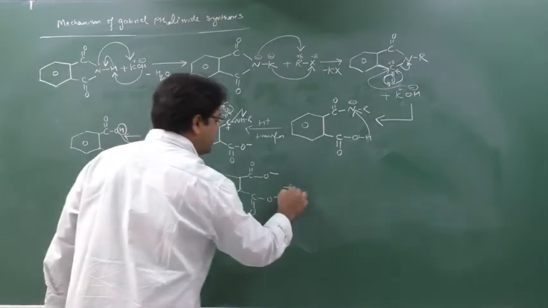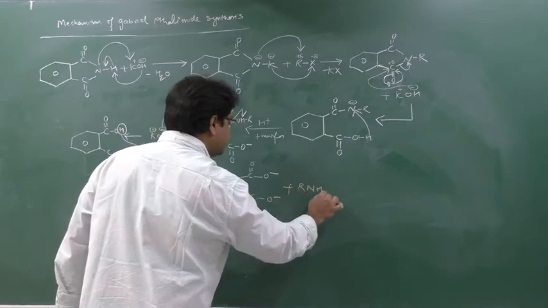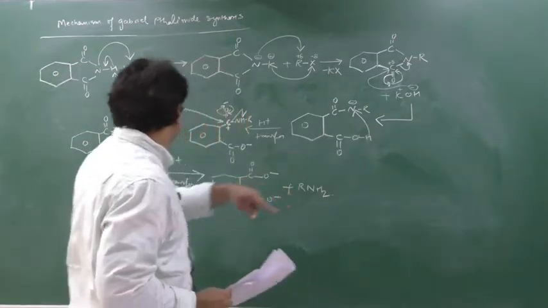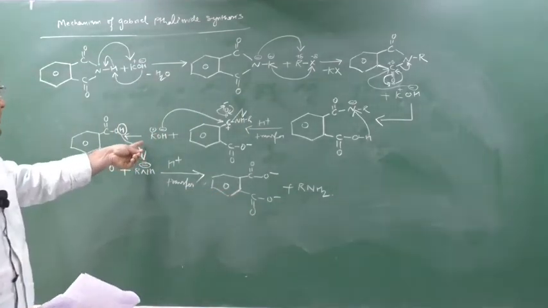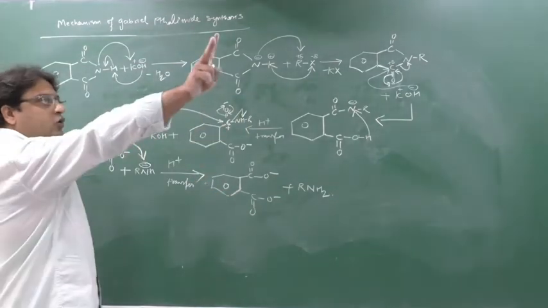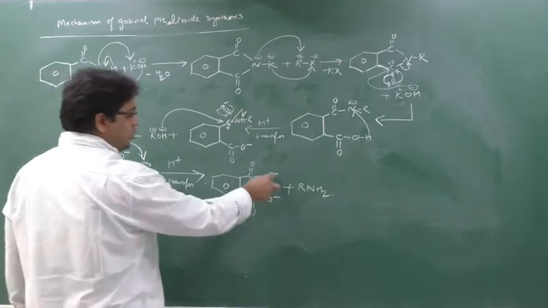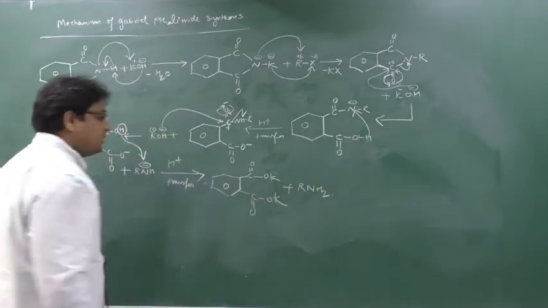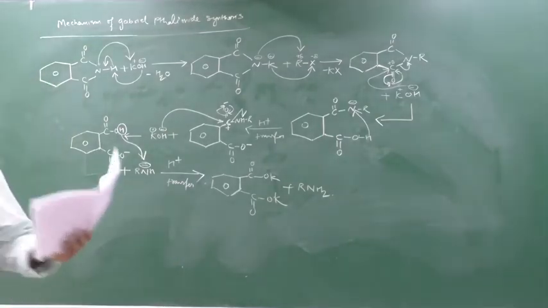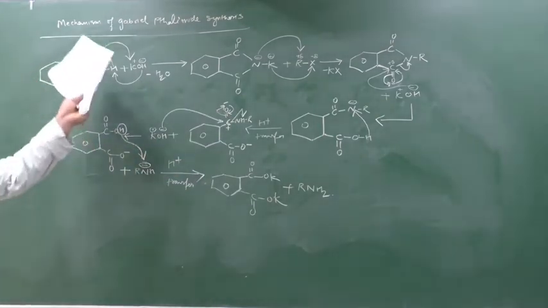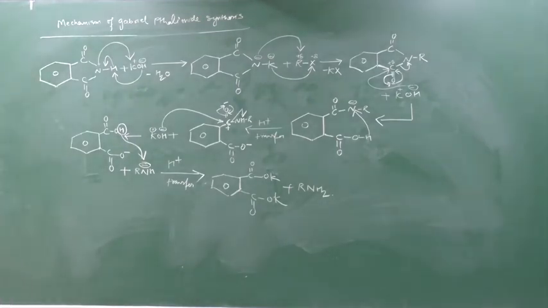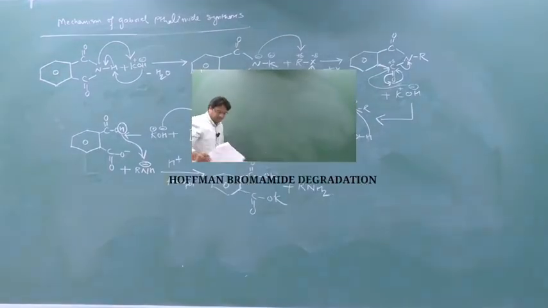So what will you obtain? You will obtain here R NH2. And in the reaction, see here one K plus will be roaming here and there, and here one K plus will be roaming here and there. So there are totally 2 K plus roaming, and there are totally 2 O minus. So here K will come, here K will come. So this you obtain. This was your Gabriel phthalimide synthesis, and this is its mechanism. Write down this. Next we are going to see the Hofmann bromamide reaction. Write down this.